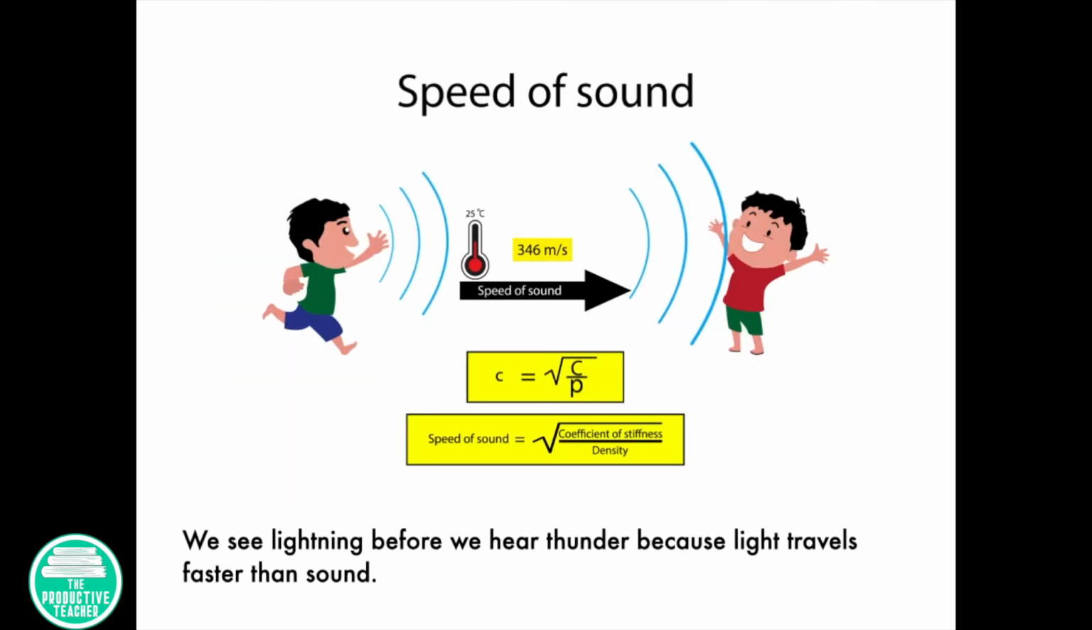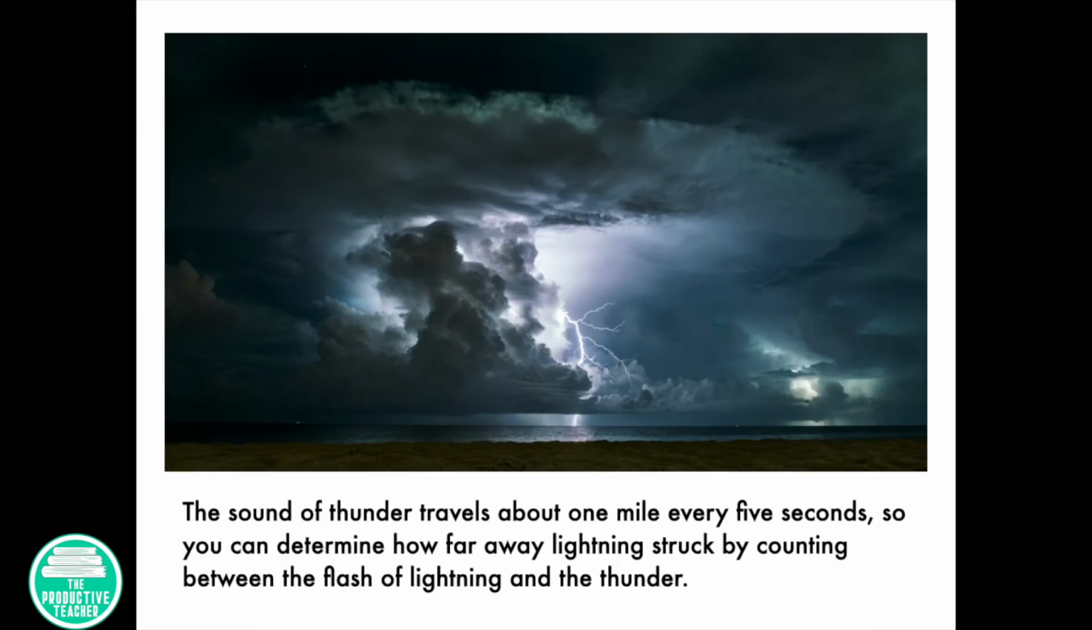We see lightning before we hear thunder because light travels faster than sound. The sound of thunder travels about 1 mile every 5 seconds, so you can determine how far away lightning struck by counting between the flash of lightning and the thunder.